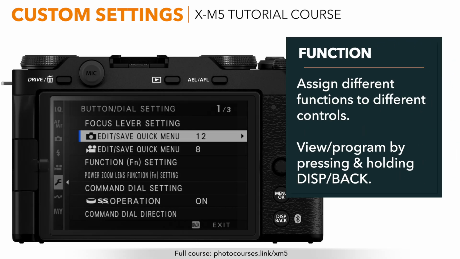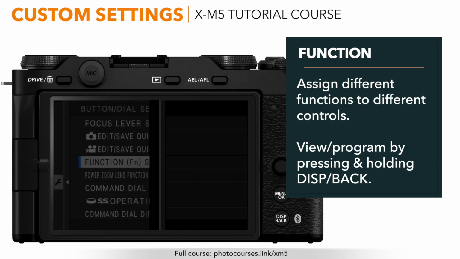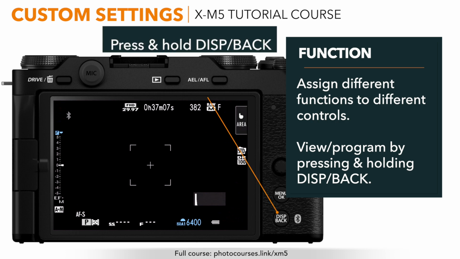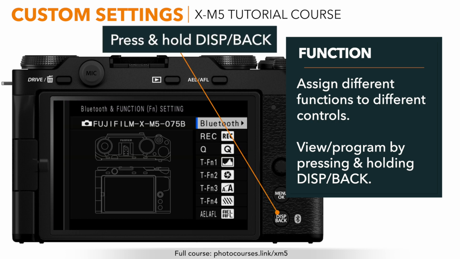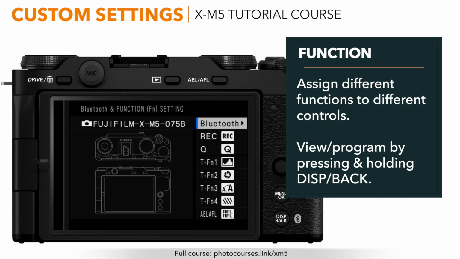To see a map of what all the different buttons do, press the menu button, go into the setup menu, button dial setting, and then the function FN setting. There's a shortcut to see this map and program it from shooting mode. Just press and hold the display back button. The difference in doing it this way is it will also allow you to pair a camera to Bluetooth and turn Bluetooth on and off. This map is a good reminder of what all of your controls do if you ever forget, and this is also where we're going to program them.